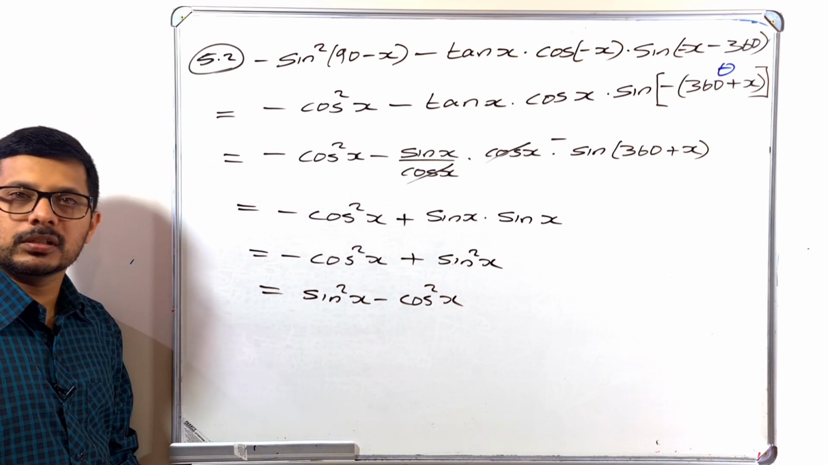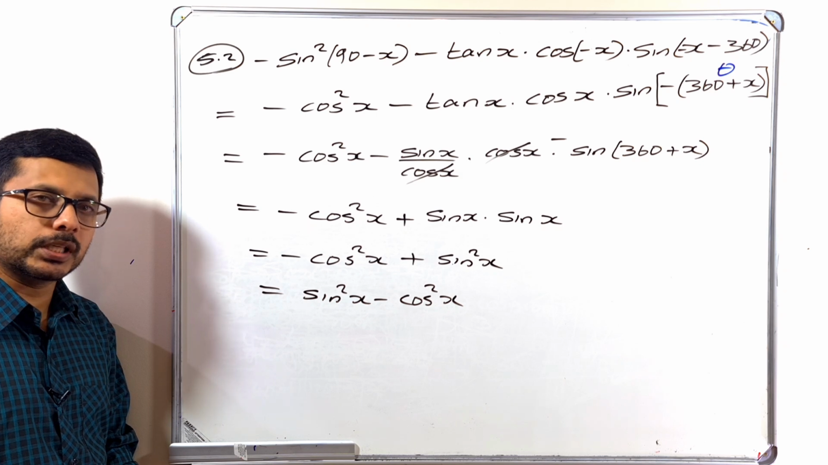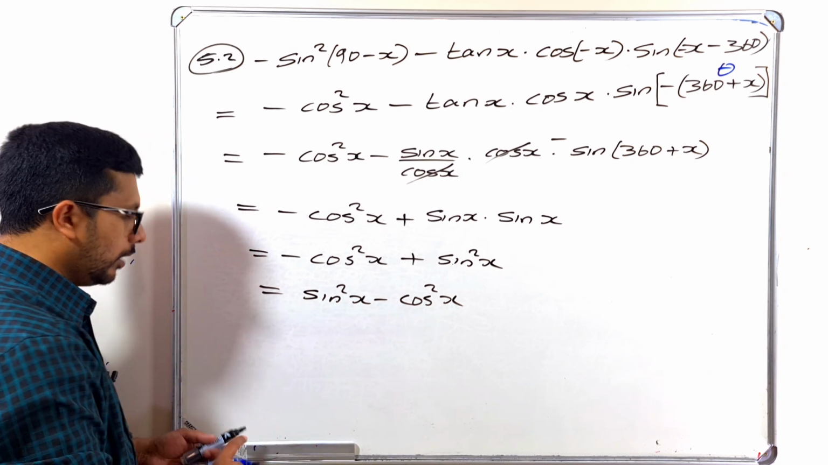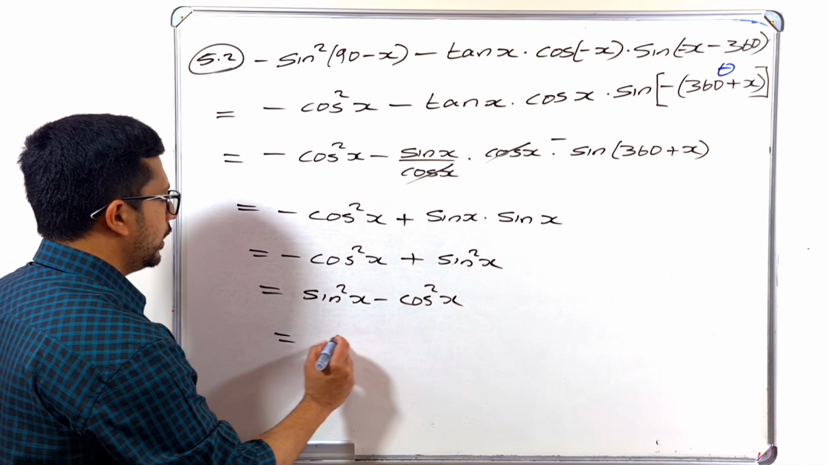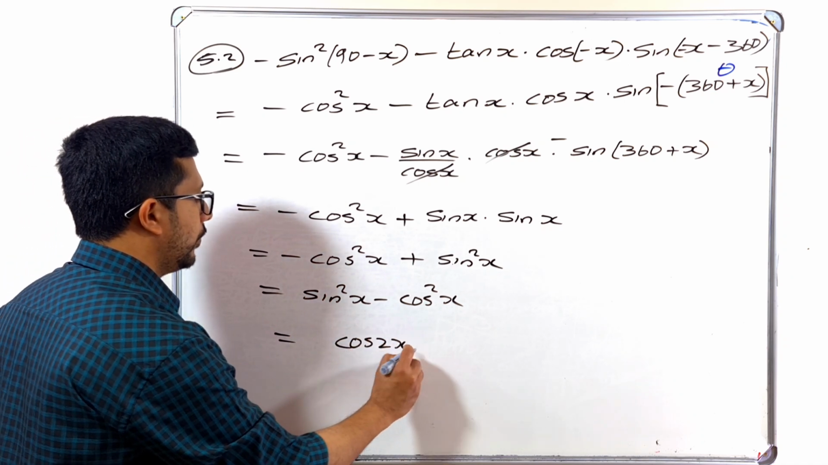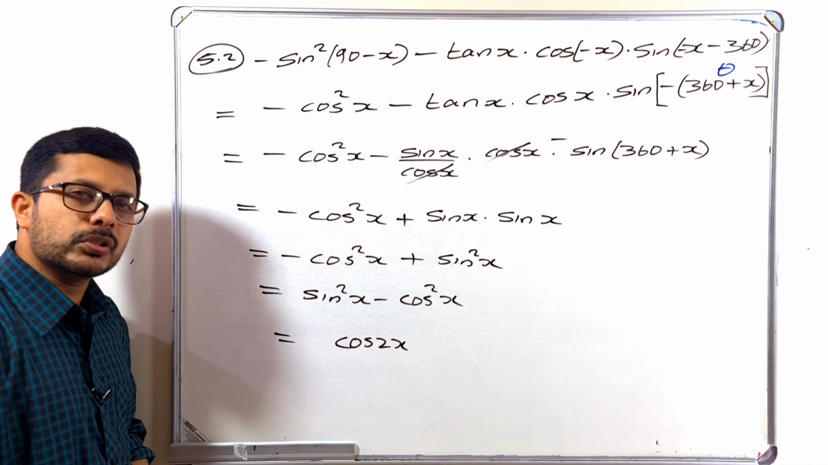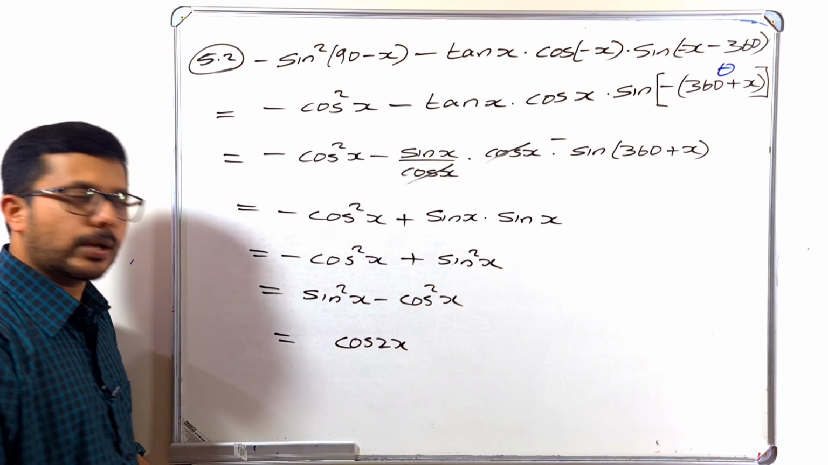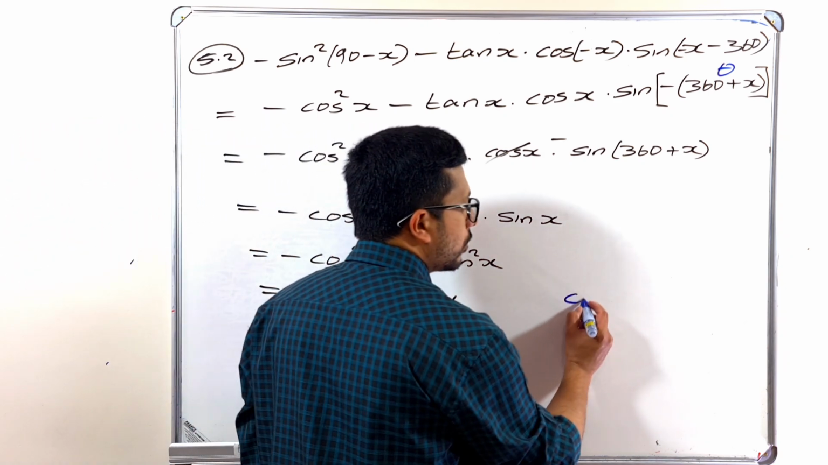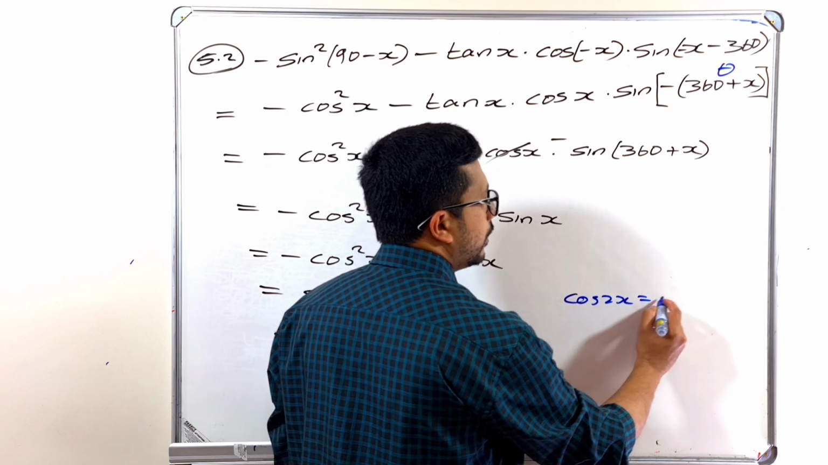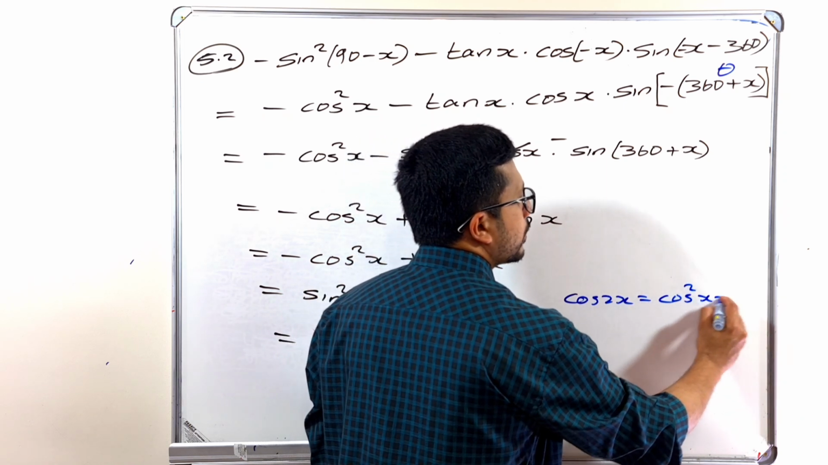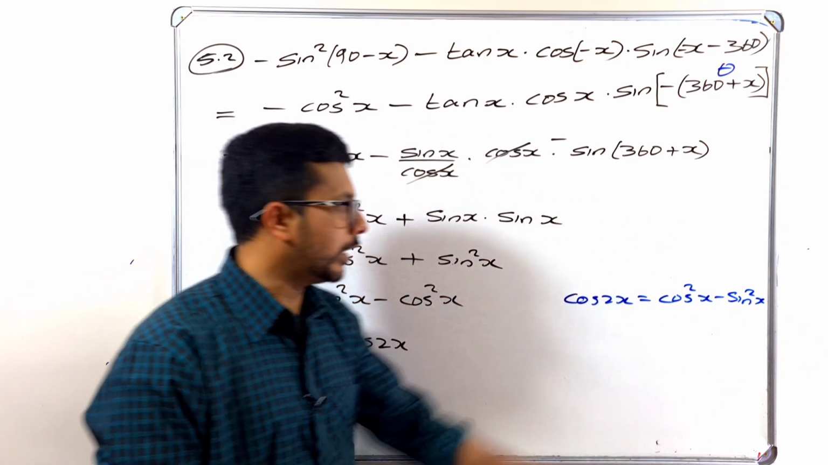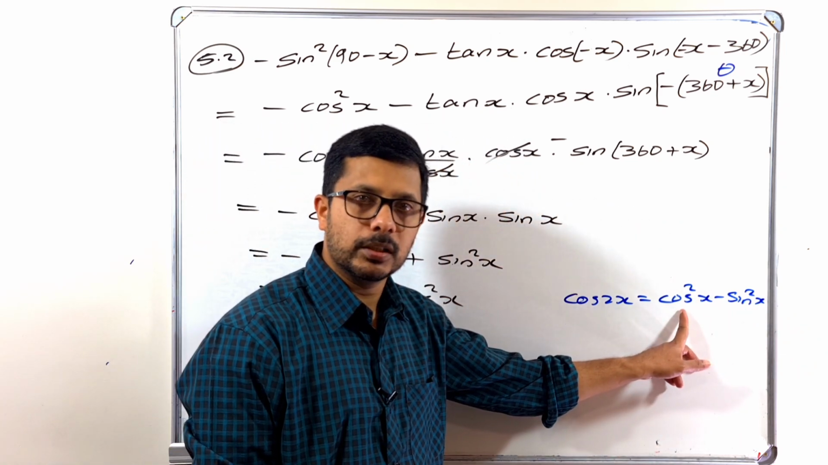How do you see this one? Maybe some of you are now saying that, oh okay, this is cos 2x. But I don't think that is correct. Do you know why? What you studied in the expansion of cos double angle: the cos double angle formula is cos 2x is equal to cos square x minus sin square x. This is what you studied, or you can check in your formula sheet.